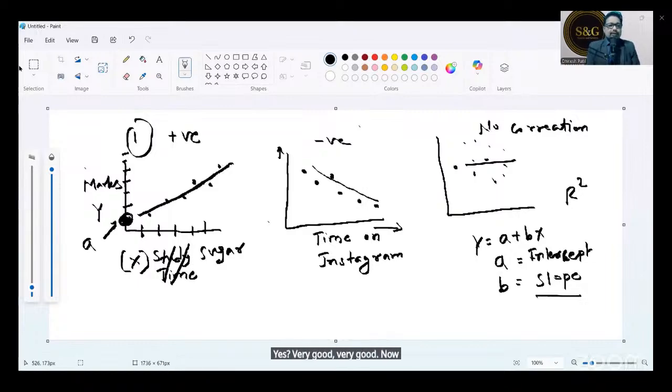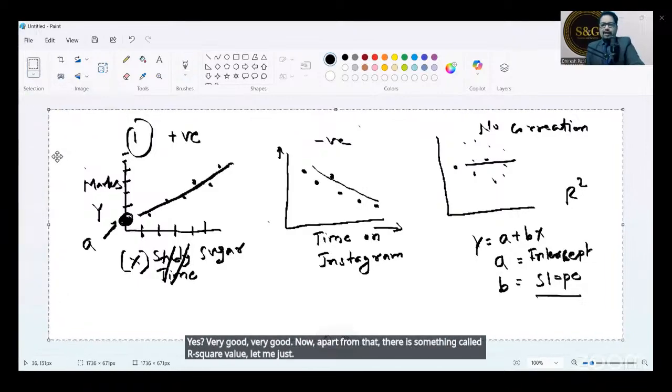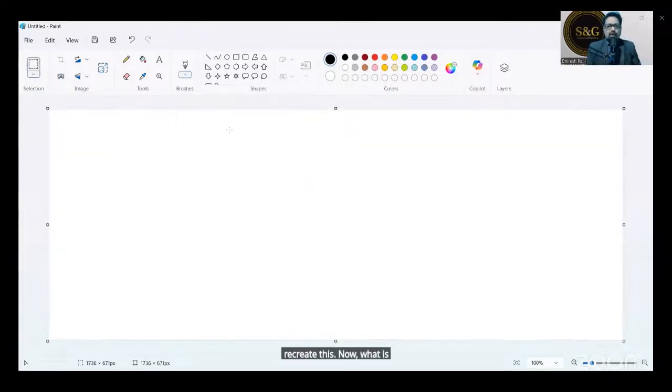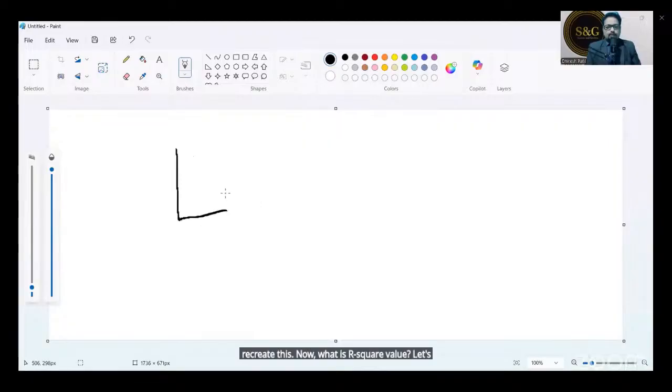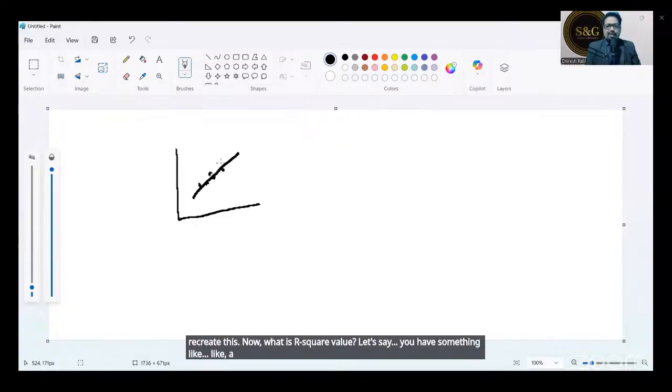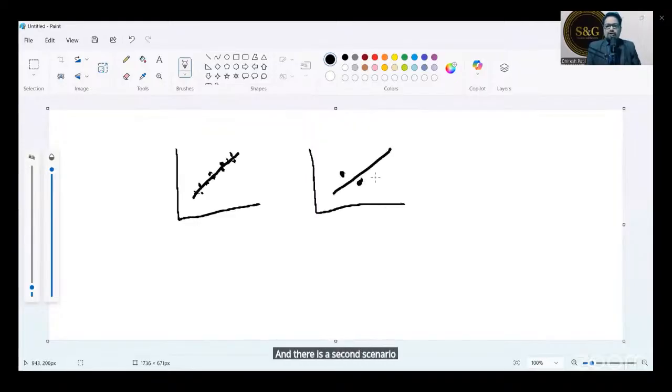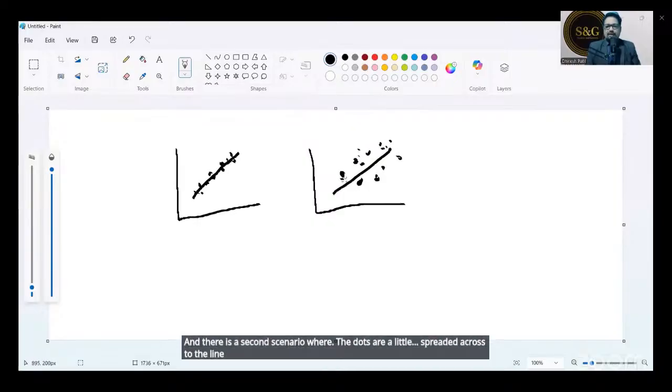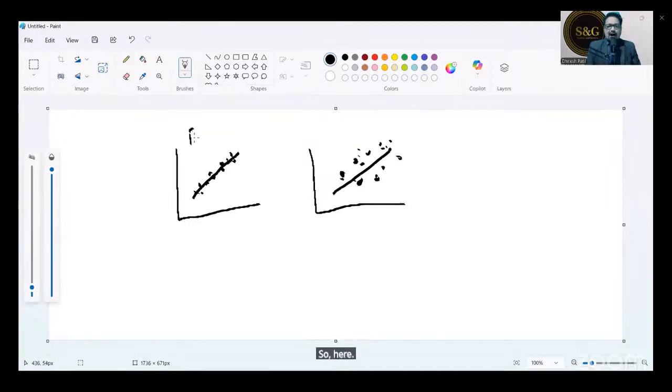Now, apart from that, there is something called R square value. Let me just recreate this. What is R square value? Let's say you have a data set like this, where the points are very close to the line of best fit. And there is a second scenario where the dots are a little more spread out around the line of best fit. So in the first case, the R square value would be maybe 90%. Here the R square value would be around 60%.